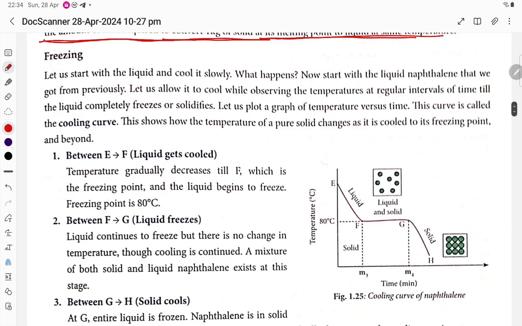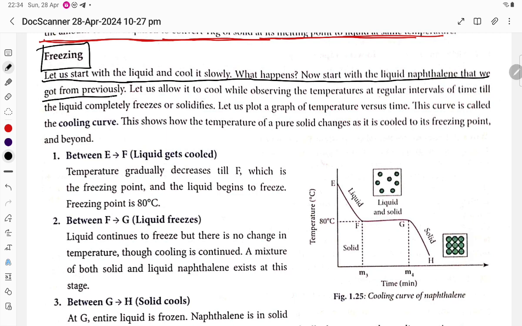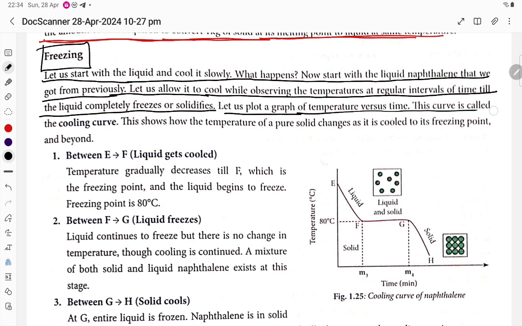What is freezing, students? Let us see freezing. Let us start with the liquid and cool slowly. We start with the liquid naphthalene that we got previously. Let us allow it to cool while observing the temperature at regular intervals of time till the liquid completely freezes or solidifies. Let us plot a graph of temperature versus time.